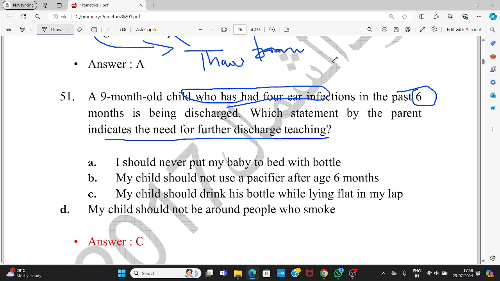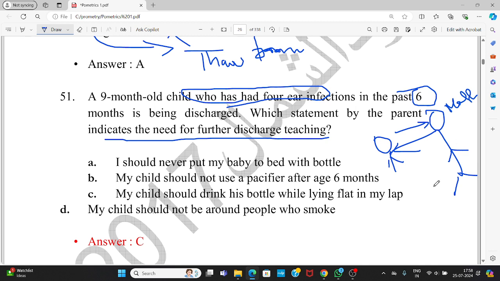So if the parent is saying this, you are the nurse and this is the parent. They are going to get discharged. This mother has a baby, and the baby is repeatedly getting ear infections. When bottle-fed babies repeatedly get ear infections, it is because when the baby drinks milk, the milk leaks out and goes into the ear. So this could be a potential reason for ear infection. So you are educating the mother. The mother is saying, I should never put my baby to bed with the bottle. It is right. You should not put.